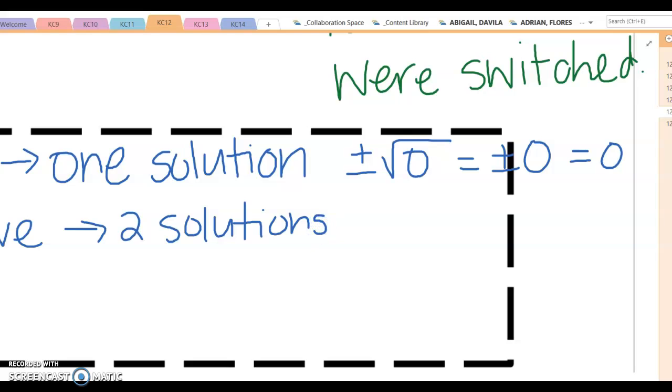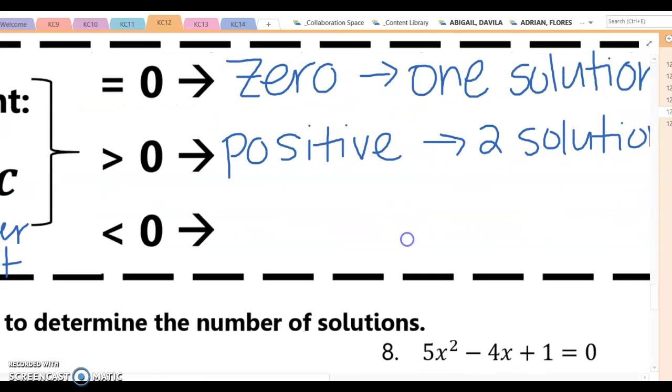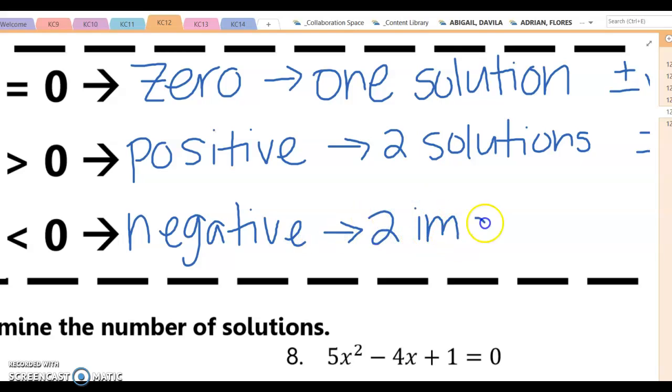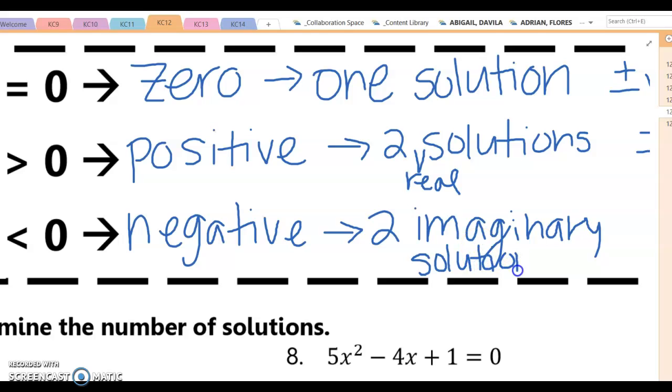You're going to have two solutions because you'll have plus or minus the square root of a positive number, which is just plus or minus that number, which gives you the positive version and the negative version, right? But if what's under the square root is less than 0, which means it's negative, then you're going to have two imaginary solutions. So I guess I should put two real solutions here, two imaginary solutions over here, okay?